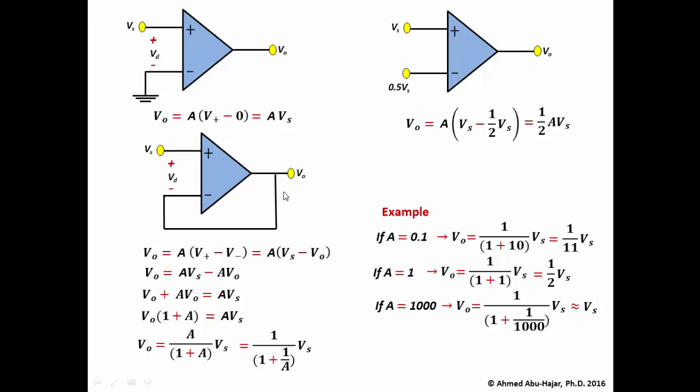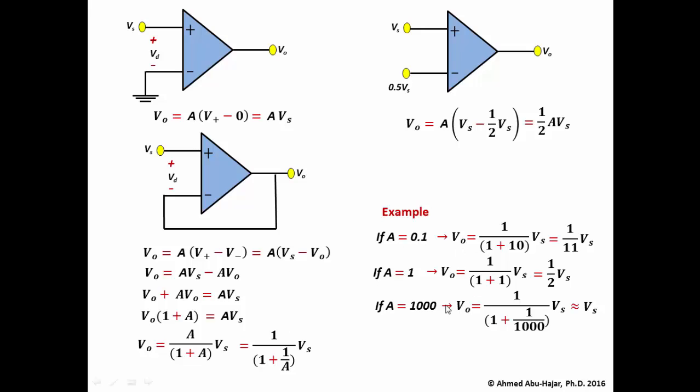And this is a very powerful observation. If we feed all of the output back to the input and A is large, then the output voltage is going to equal the input voltage. V out is equal to Vs. Very, very powerful observation.